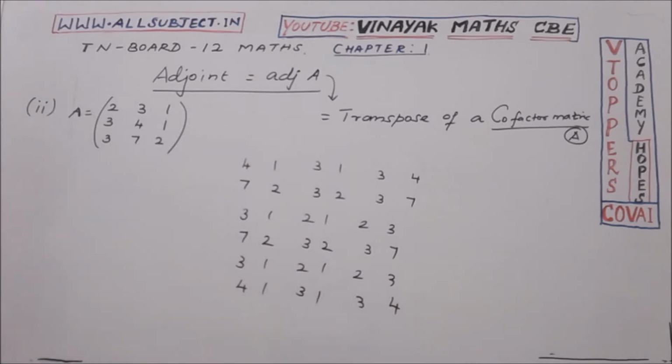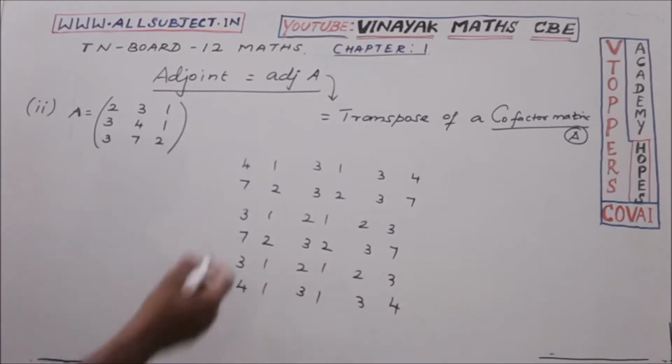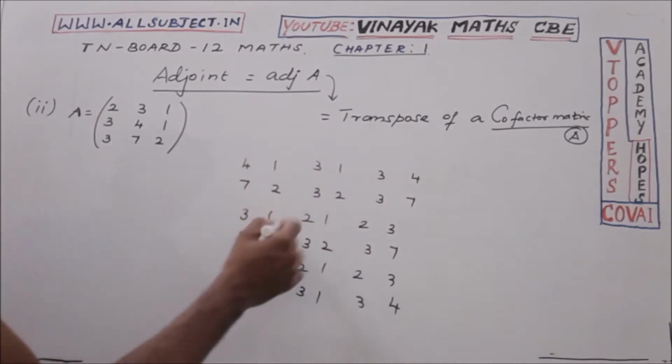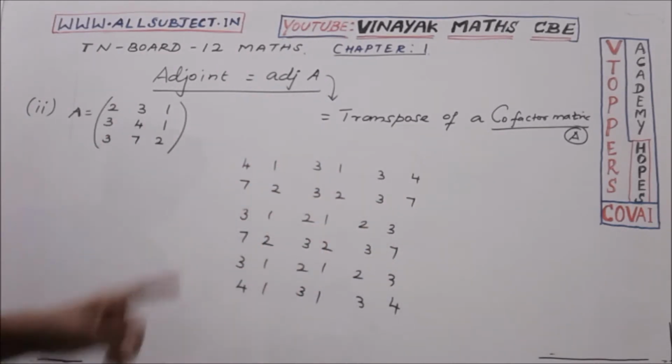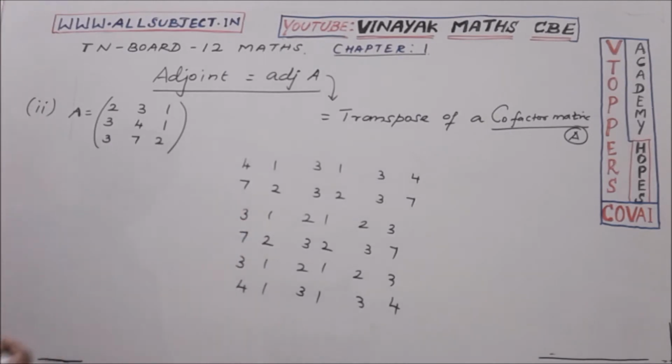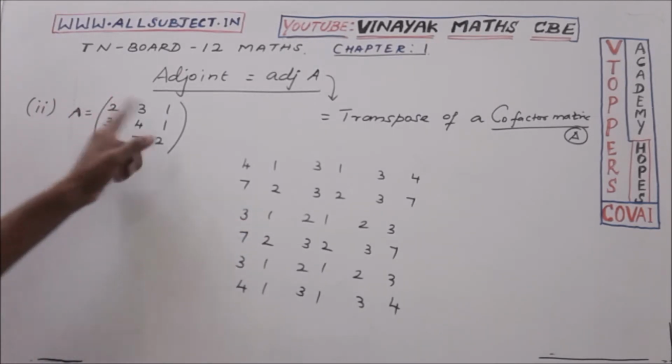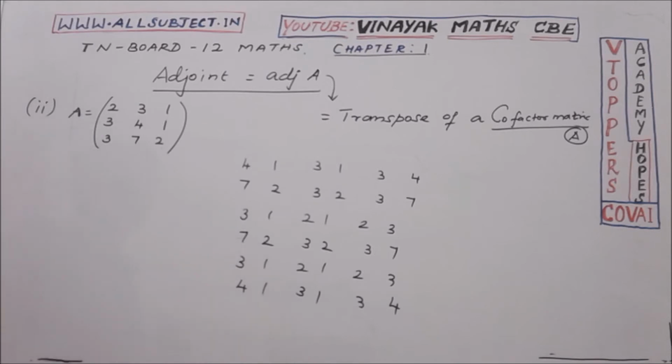Then we should find the minor values of these elements by finding the 2 by 2 determinants, and then change the signs. We will get the cofactor matrix. Then we will transpose it, and we will get the adjoint matrix. Going through such a long process is the original method, but we can also write the adjoint directly.